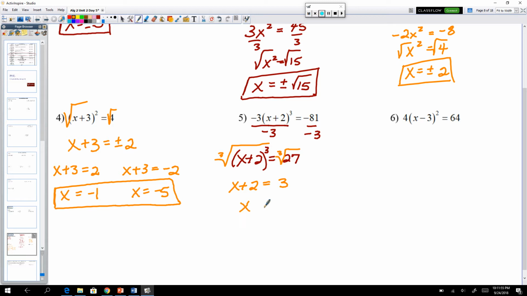So if we subtract 2 from both sides, we get x equal 1, and that is the one single answer to this question. Okay? And if you plug that back in, you'll see that.